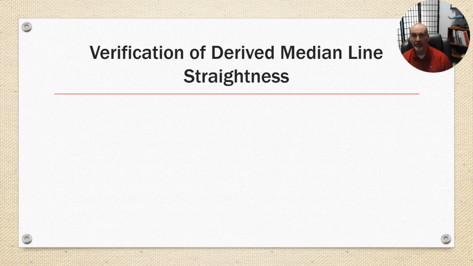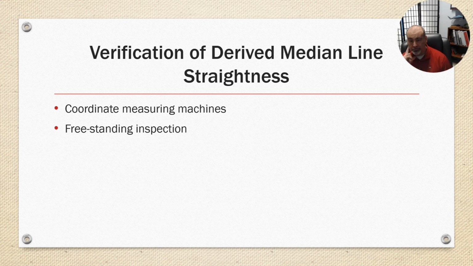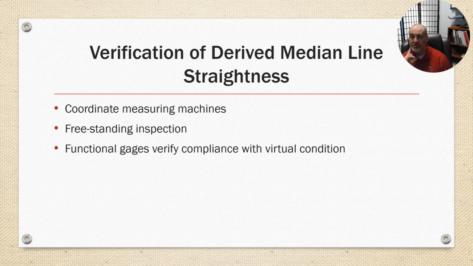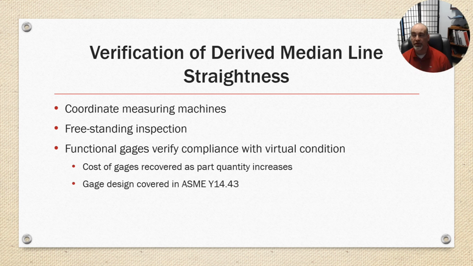Verification of derived median line straightness. Coordinate measurement machines are great because this is a projected datum. Freestanding inspection: functional gauges verify compliance with virtual condition. Those are functional gauges, something you'd actually physically slide onto the part. It's typically a no-go situation. The cost of gauges is recovered as the part quantity increases. It's a fast way to inspect things.